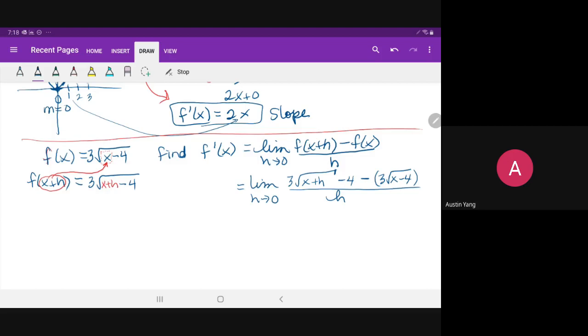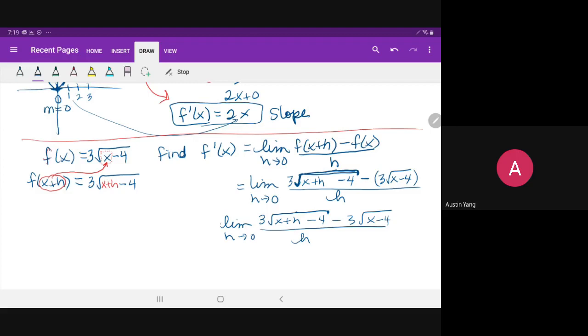So I get 3 radical X plus H minus 4 minus 3 radical X minus 4. Oh, you guys, that's inside, that's not outside. There's not a real way to end a radical, but I like to put a little hook on the end to end it if I need to. Over H. I didn't do anything in that step, actually.